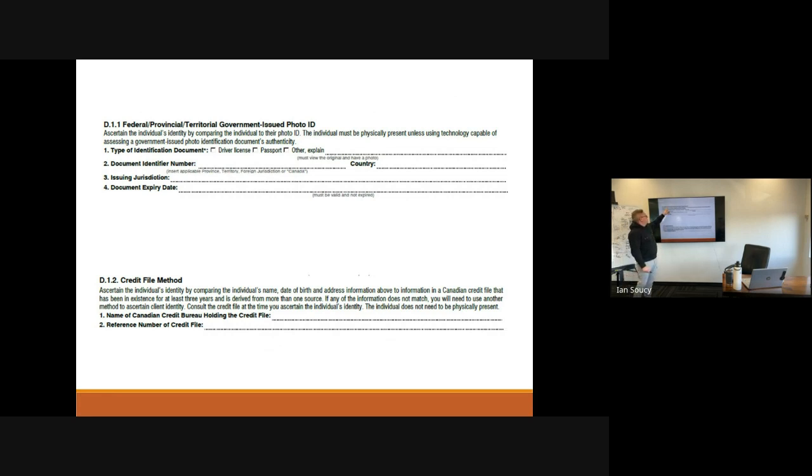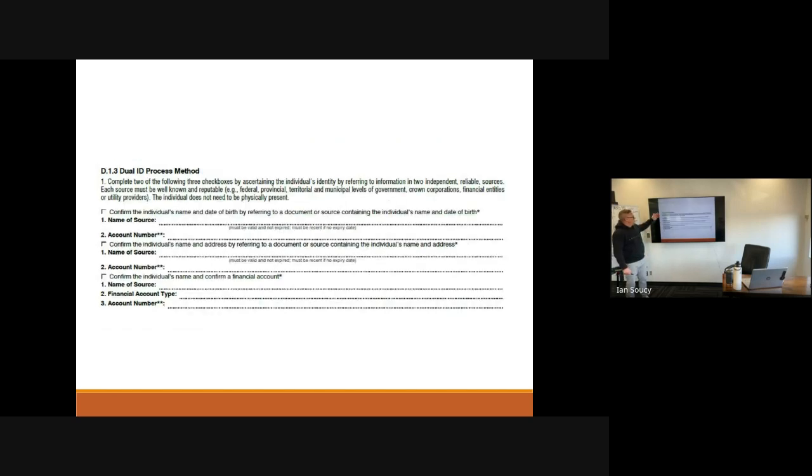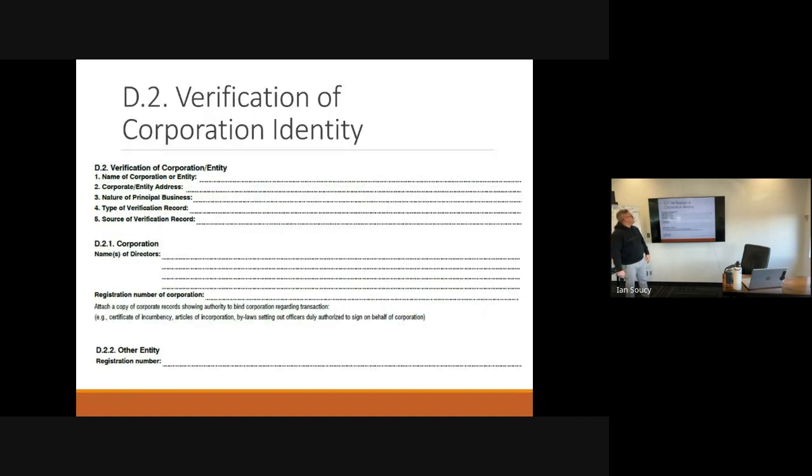So this is basically the same as the other one. Driver's license, passport, document, identifier number. You can do it by the credit file method. You can do the dual ID process, like we've talked about in the Form 630.